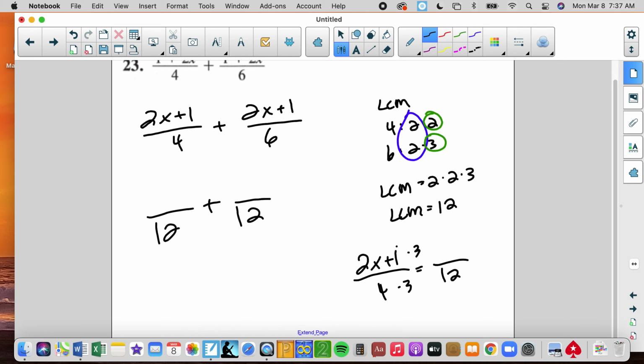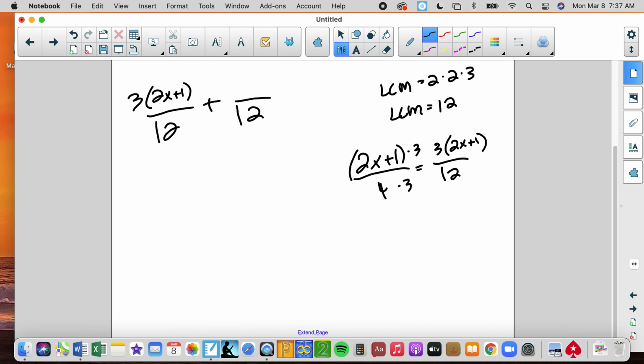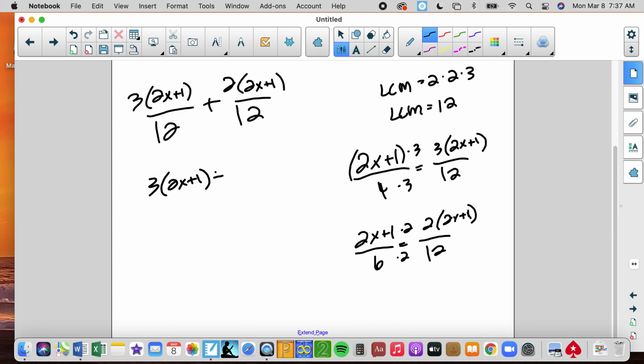So we're going to multiply this by 3. This is a pretty good one. This is pretty technical. So we get 3 times the quantity 2x plus 1. And now we get 2x plus 1 over 6 equals what over 12? That's going to be times 2. So we have 2 times the quantity 2x plus 1. And now we've got the same denominator, so let's do this: plus 2 times the quantity 2x plus 1, all over 12.